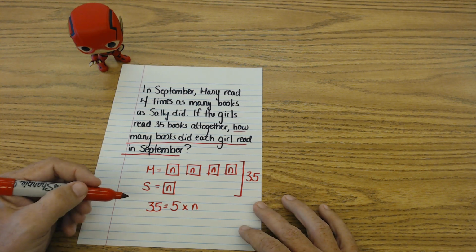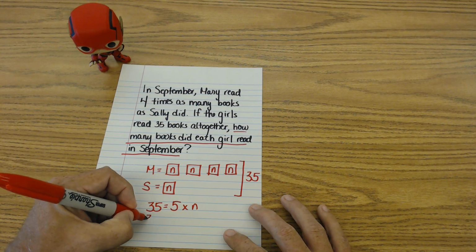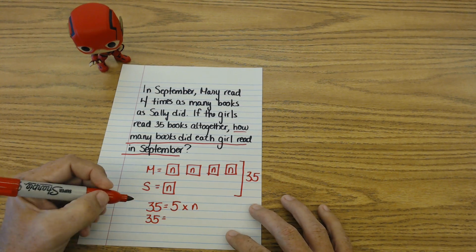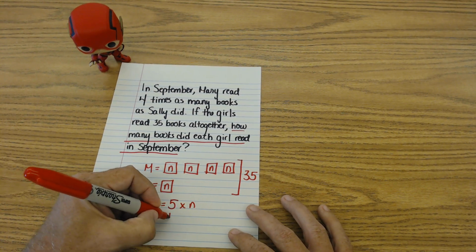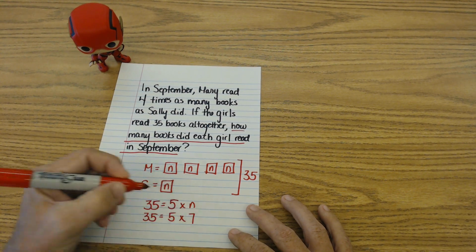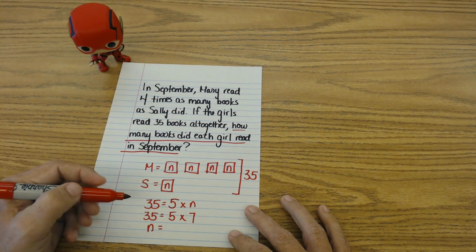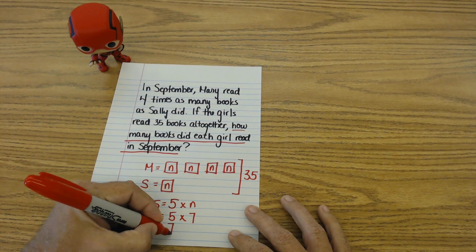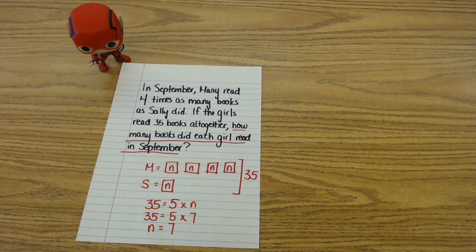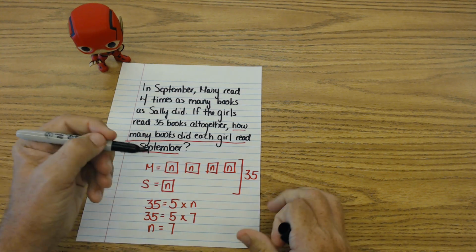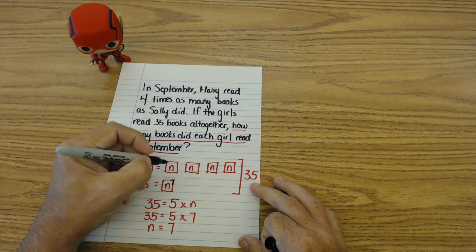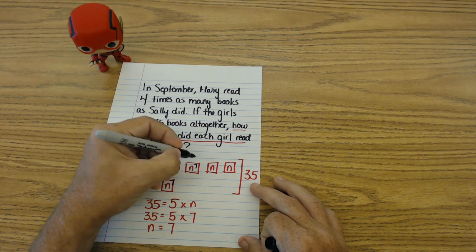And again, this is a basic multiplication fact, something the boys and girls should know from 3rd grade. 35 equals 5 times 7. Therefore, n, the unknown number, is 7. And as I demonstrated yesterday, the boys and girls go back and then they put a 7 wherever there's an n.